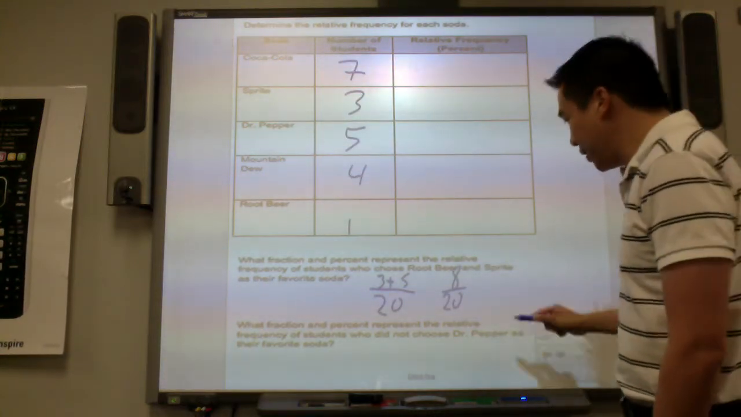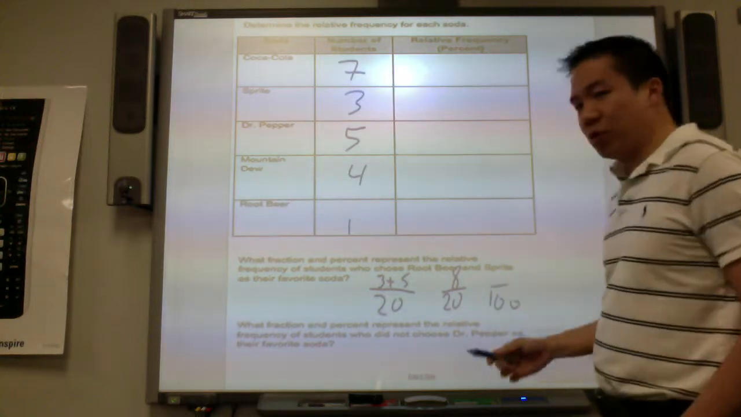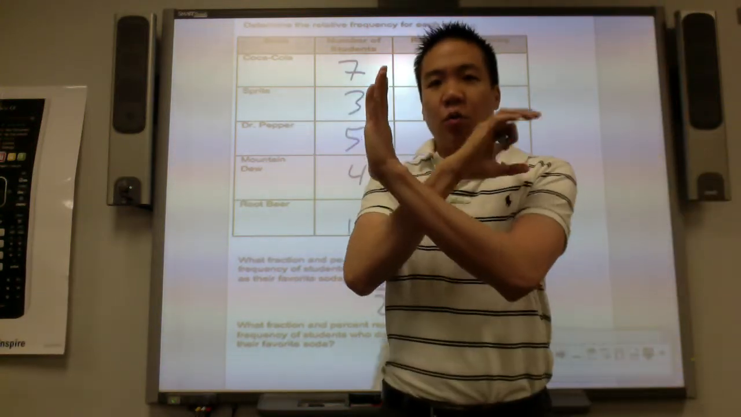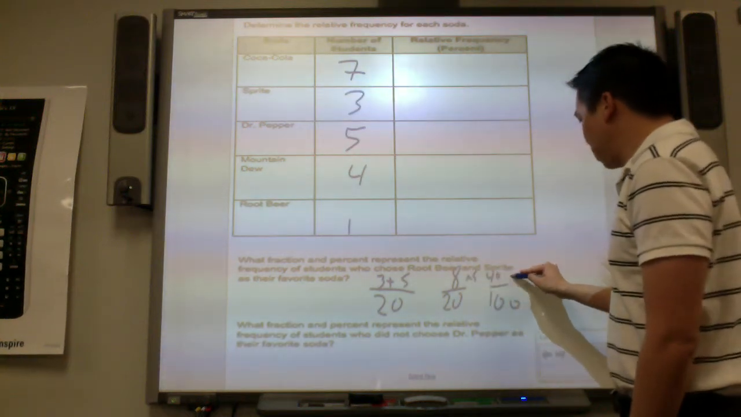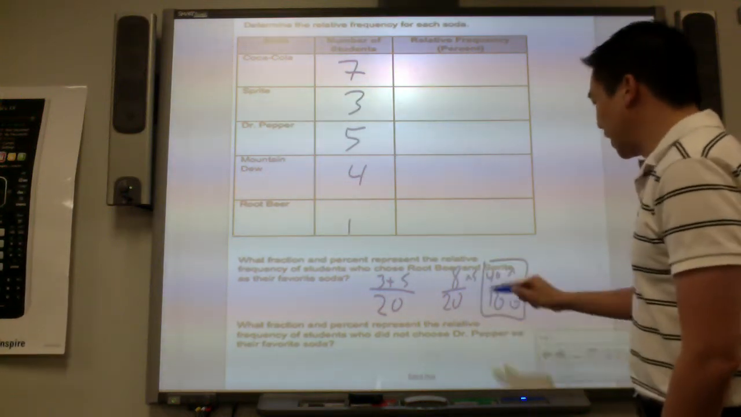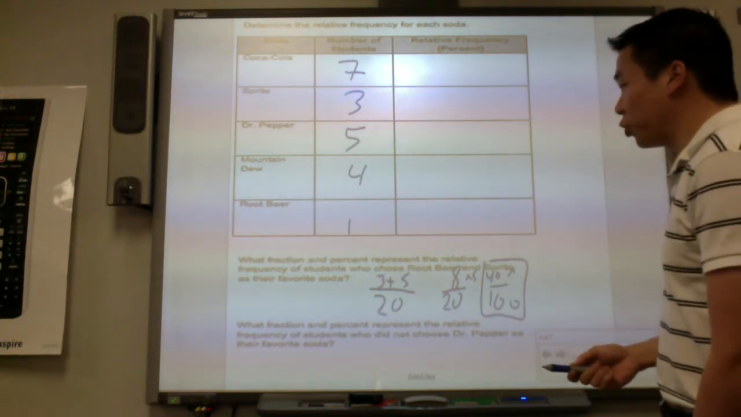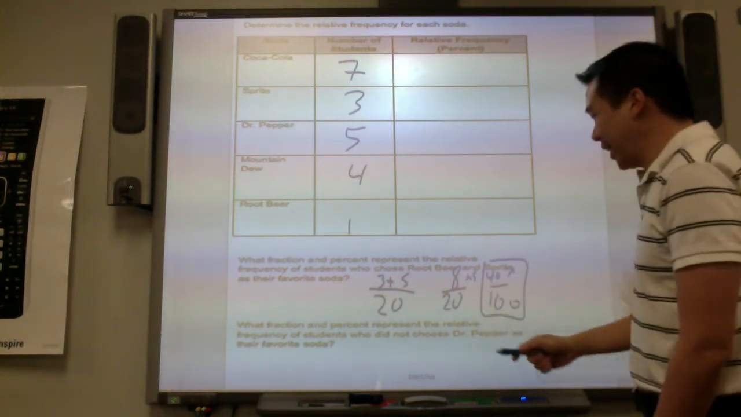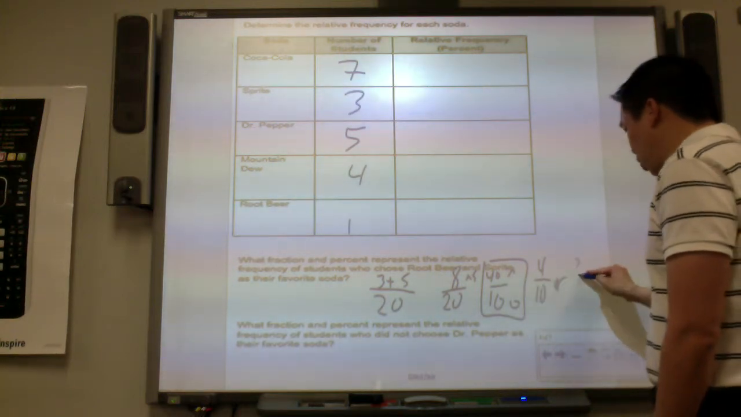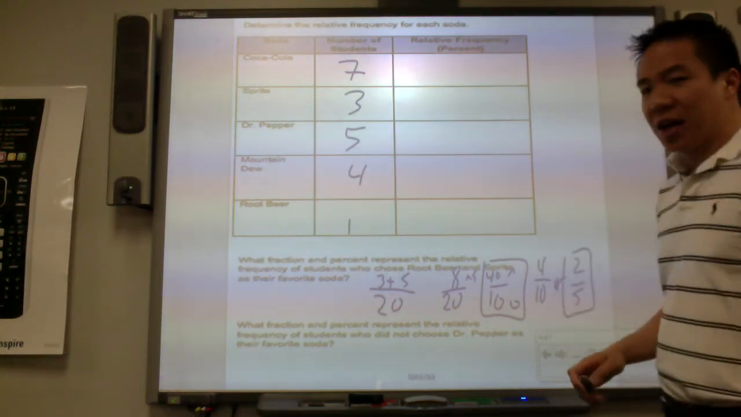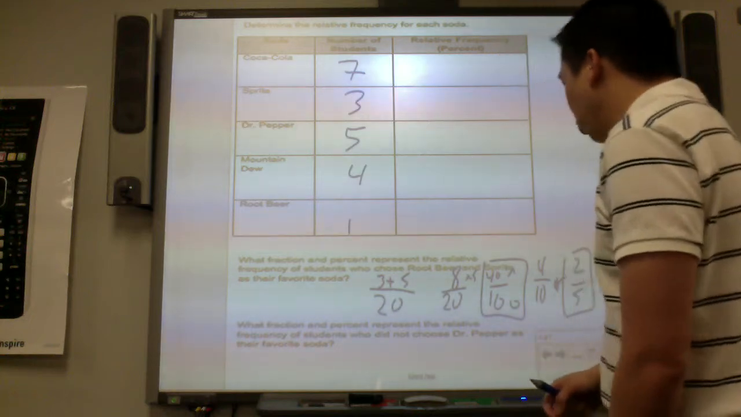What percentage is that? Remember, percentage means what? Per 100. So it's times 5. That's 40%. 40% prefer root beer and Sprite, or 8/20. If you're willing to simplify it, it's 4/10 or 2/5. So 40% or 2/5 prefer root beer and Sprite.